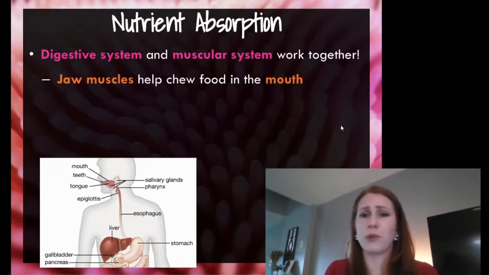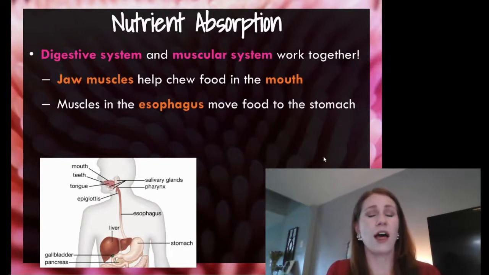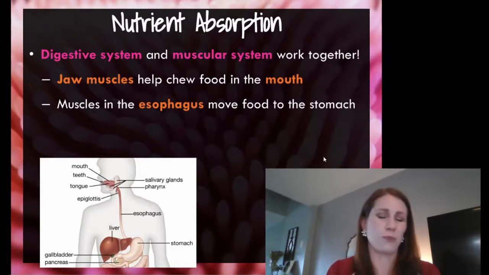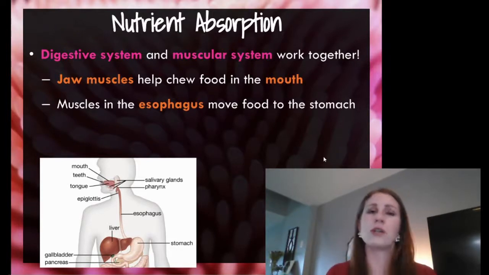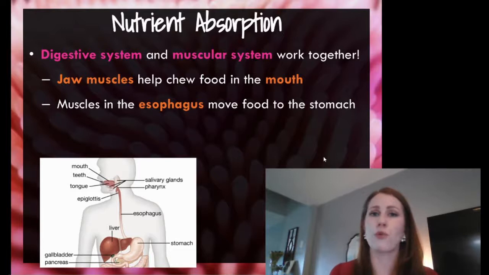Your jaw muscles help you chew food. Muscles in the esophagus help move food to the stomach. These motions are called peristaltic motions, or the process of peristalsis. And that's muscular contractions that are allowing food to move through the digestive system. It doesn't just happen in the esophagus, but the key term you're looking for there is peristalsis.